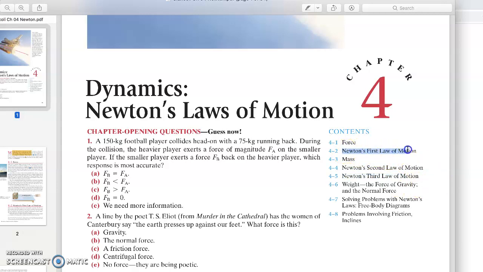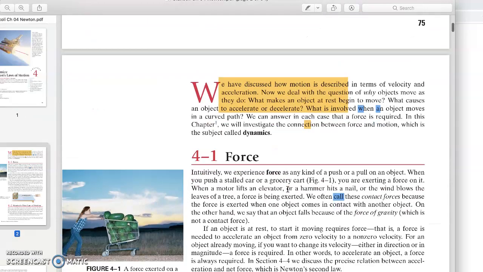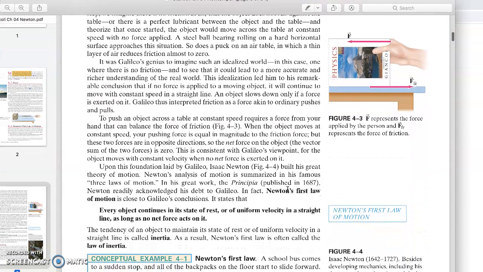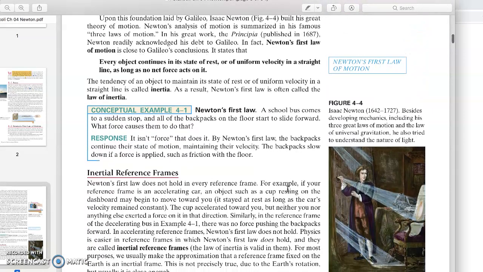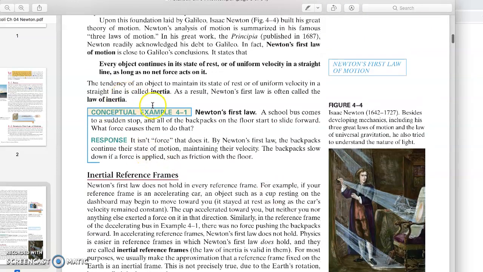Newton's first law of motion is interesting. It's called the law of inertia. I will go through these kinds of things again with you, but for now I am just introducing the chapter. Later on in the chapter, you will see that Newton's first law of motion is called the law of inertia. And what is the meaning of the law of inertia?